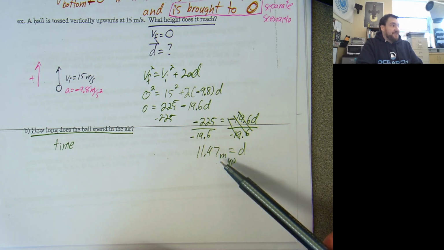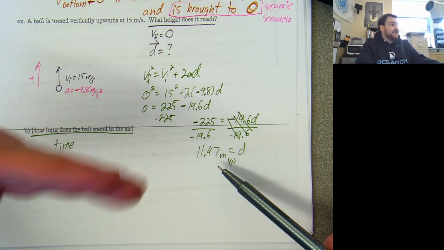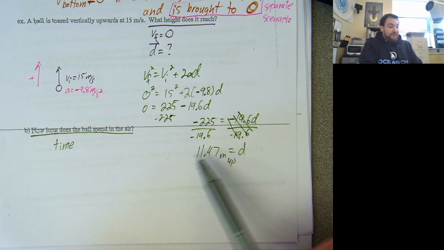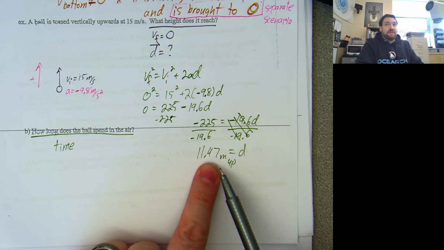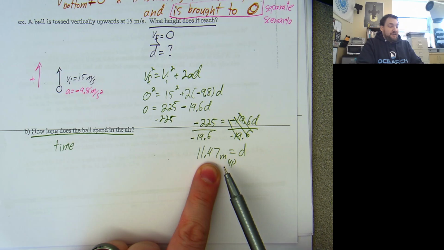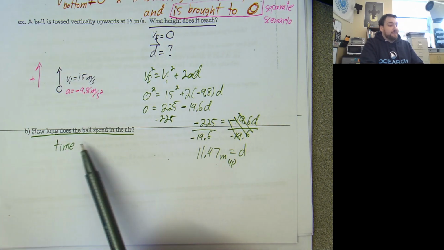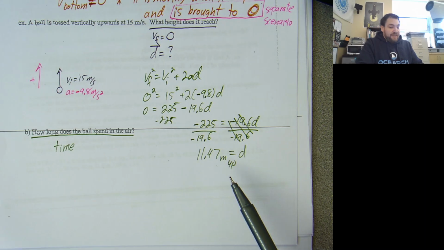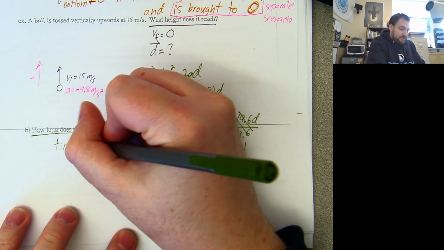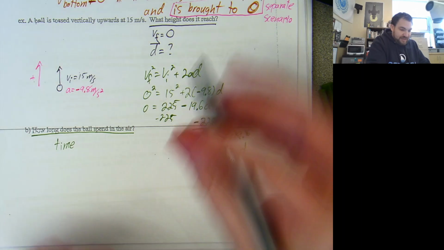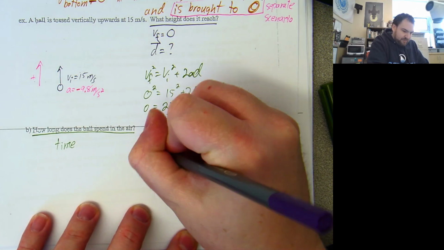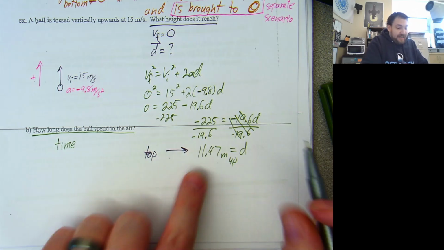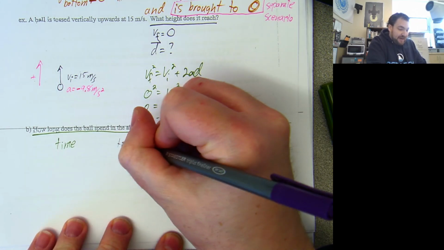So the 11.47 meters is the highest point the thing reaches. If you wanted to find the time for this, because the question says how long does the ball spend in the air? This is the time taken to get here, times 2. This is the top. If you found this time, that would be the time to the top.